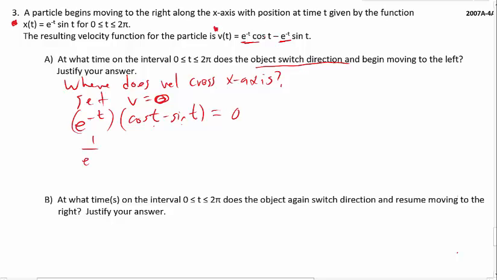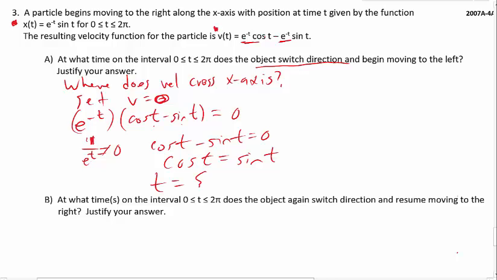Well, e to the negative t is like 1 over e to the t, because a negative exponent gives you a reciprocal expression. Notice that there is a 1 in the numerator. You're never going to have a fraction equal 0 if the numerator is 1, because in order to have a fraction equal 0, the numerator has to be 0. So we can kind of throw that out. Let's just work on making cosine t minus sine t equal 0. Or better yet, if I add sine t over, I end up with cosine equals sine.